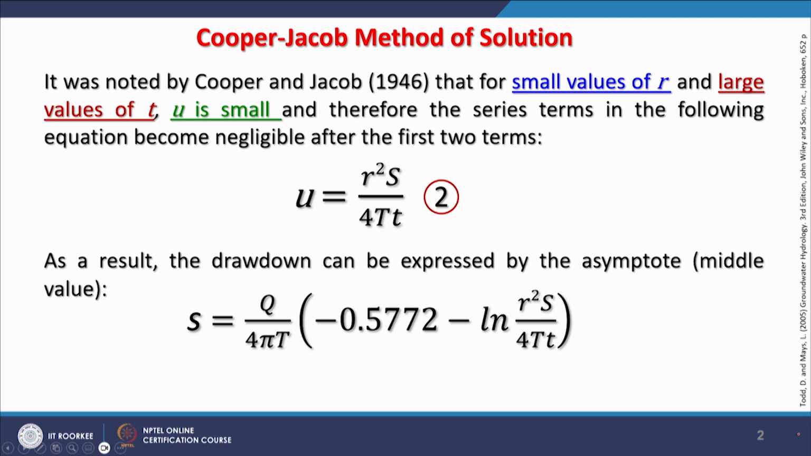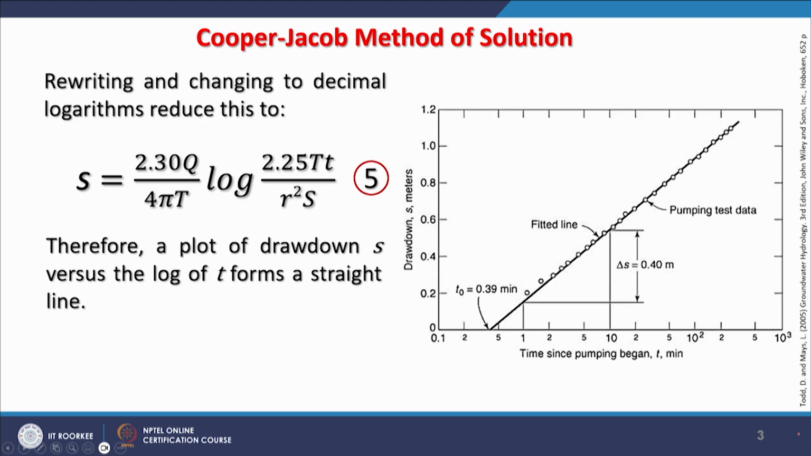So, this second equation as written here, earlier we have also discussed this, that u equal to r square S upon 4 capital T t. Because of this the drawdown can be expressed by asymptote, and we can write s is equal to Q upon 4 pi T bracket minus 0.5772 minus log r square S divided by 4 capital T t. So, in this way we can also modify the equation.